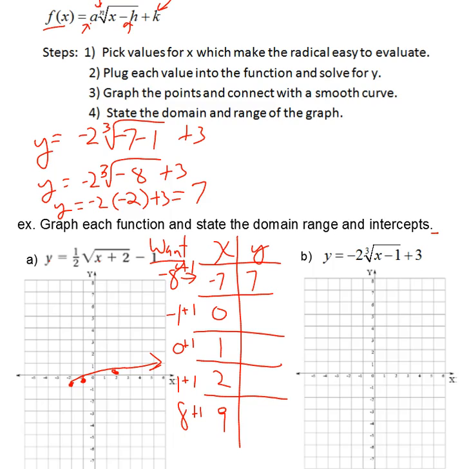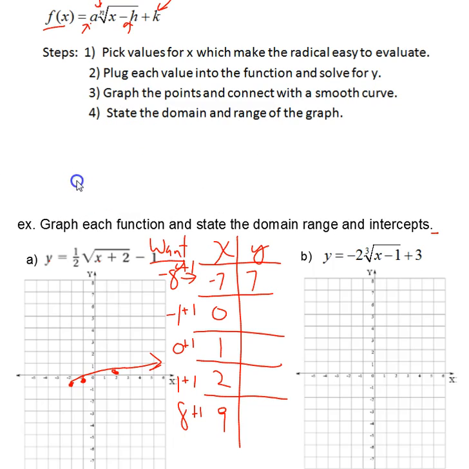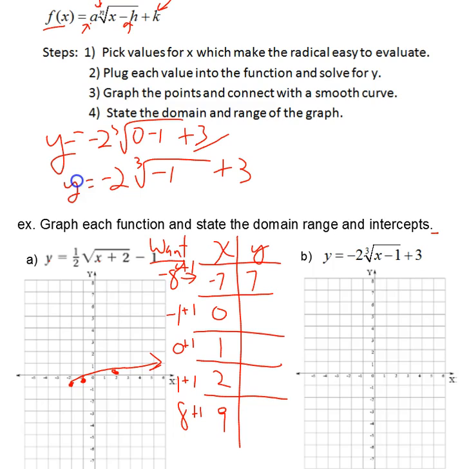Now when I plug in 0, I get y equals -2 cube root of 0 minus 1 plus 3. So y equals -2 times the cube root of -1 plus 3. And again, folks, there's that -1 I like to cube root. The cube root of -1 is just -1. And when you do the math, would you get 5? So when x is 0, y is 5.